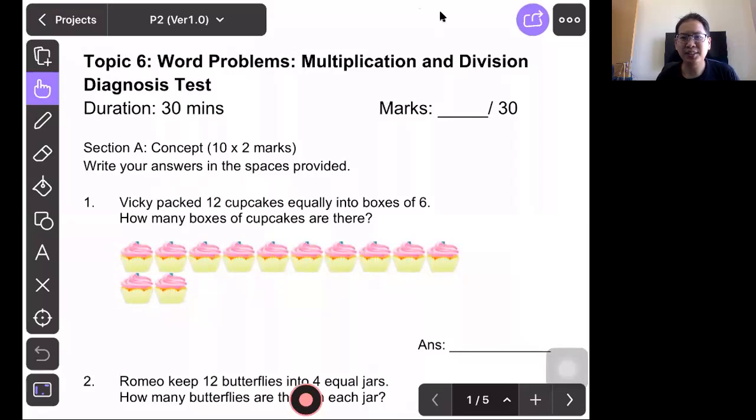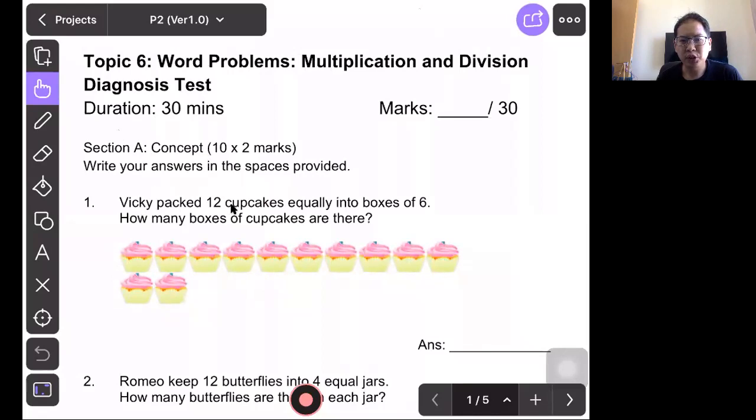Today, we are doing the topic on multiplication and division work problems. This is a diagnosis test to see how good you are. Session A consists of concepts to see if you have mastered the topics well. So, let's do question one.